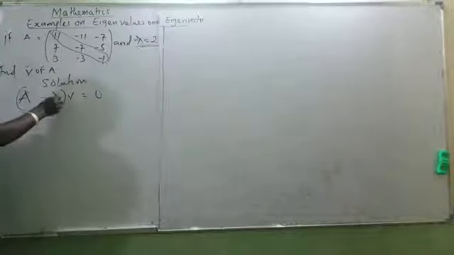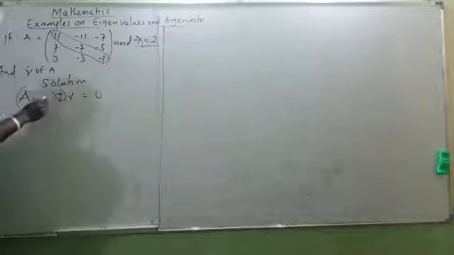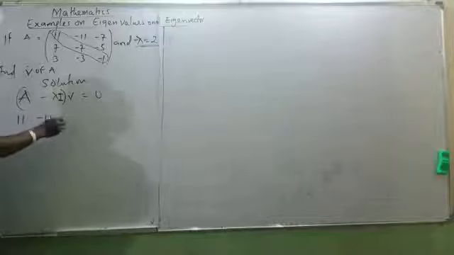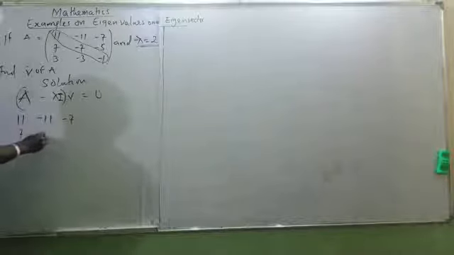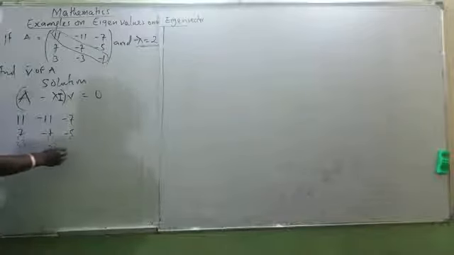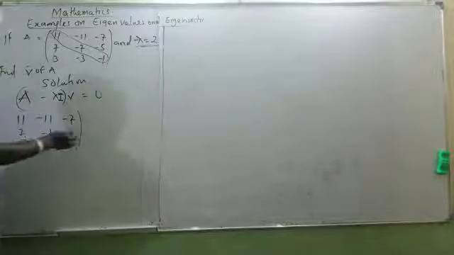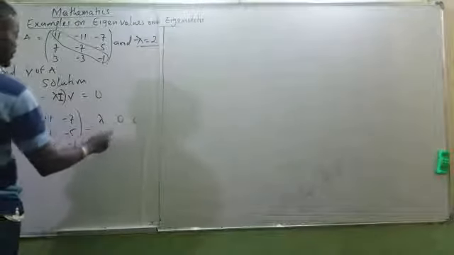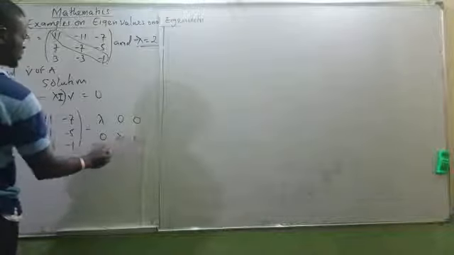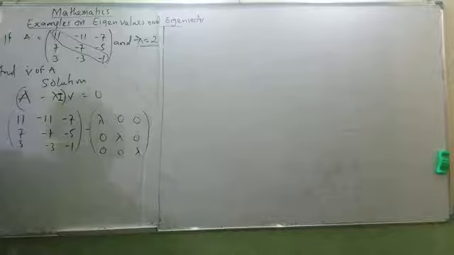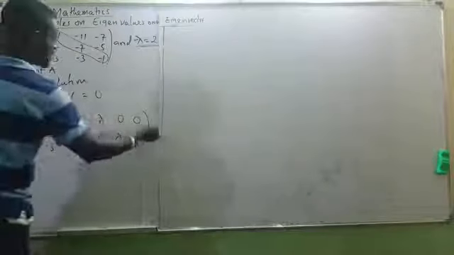There's no way I will work on this without the identity matrix I here. My A is 11, minus 11, minus 7; 7, minus 7, minus 5; 3, minus 3, minus 1, minus lambda times the identity matrix, with lambda on the diagonal and 0 elsewhere. That is what I'm talking about here, and it equals 0.